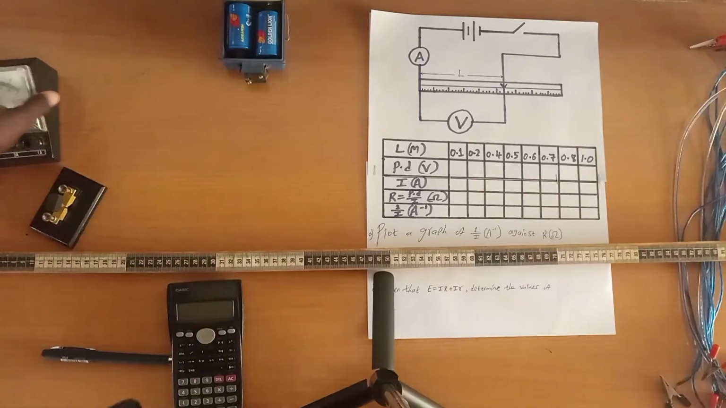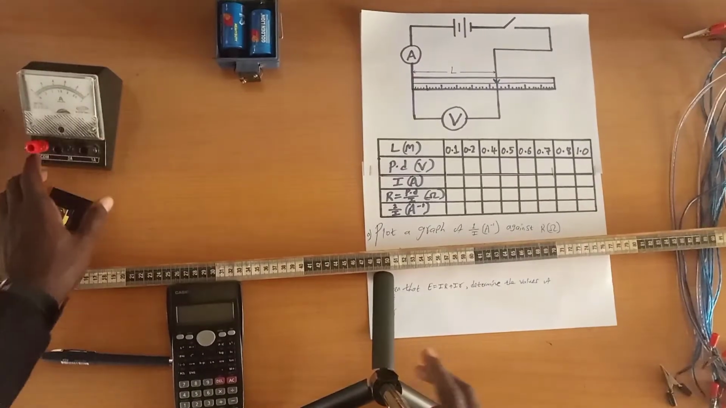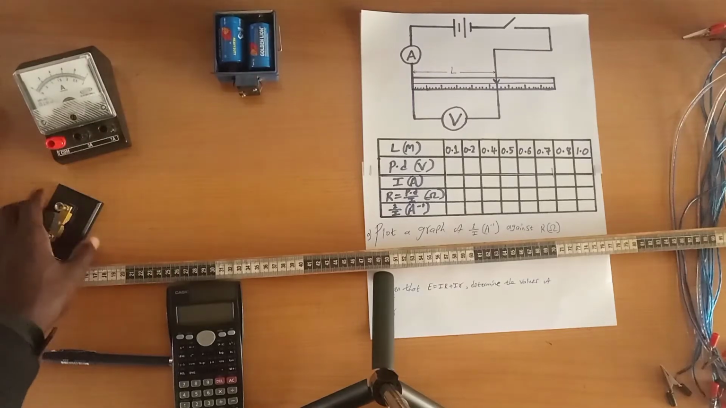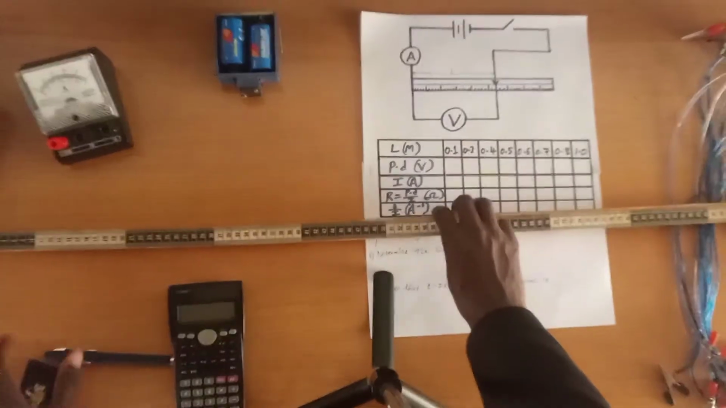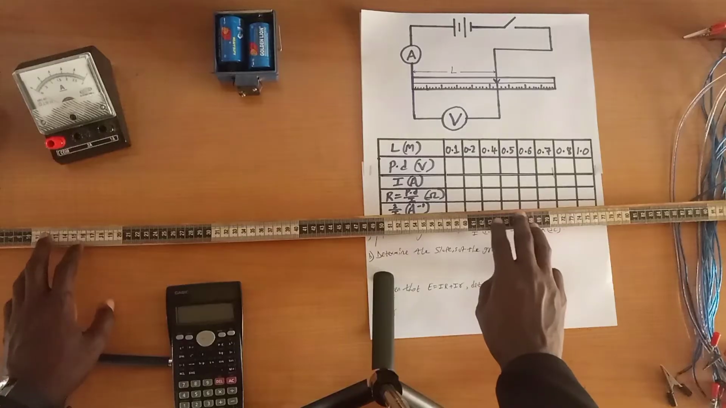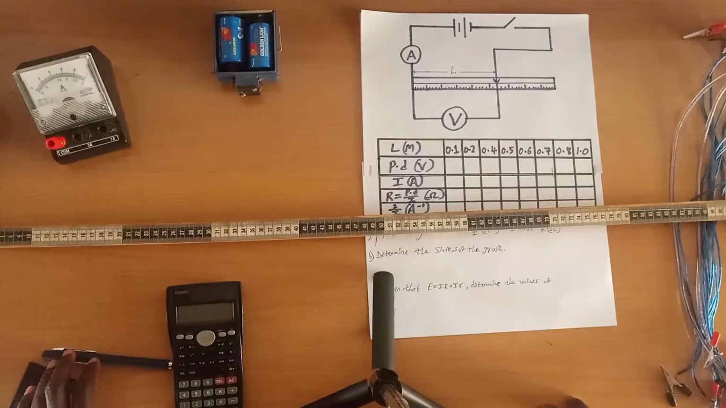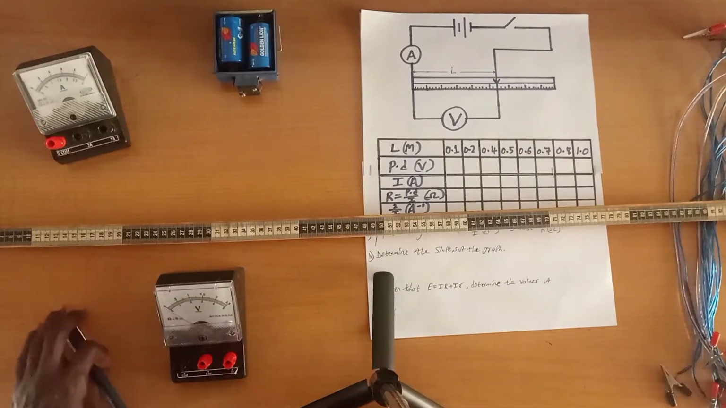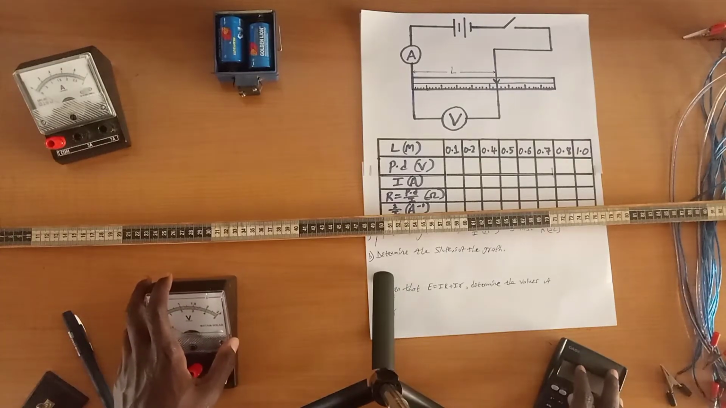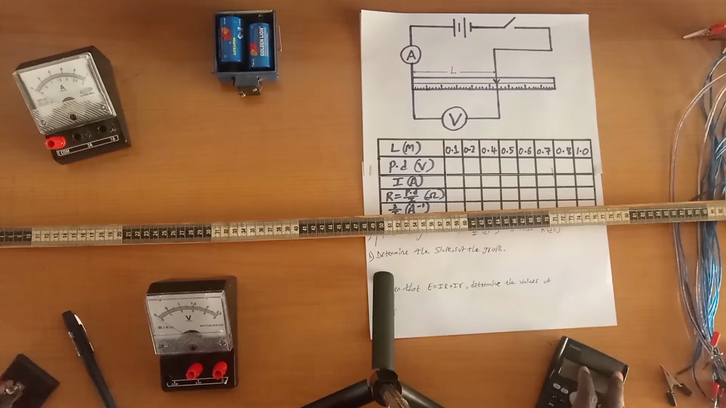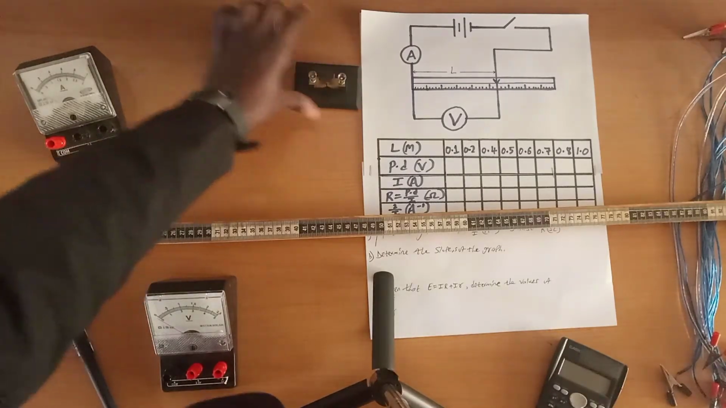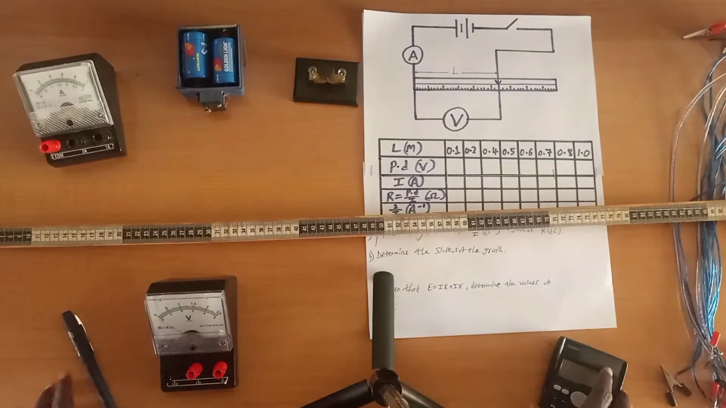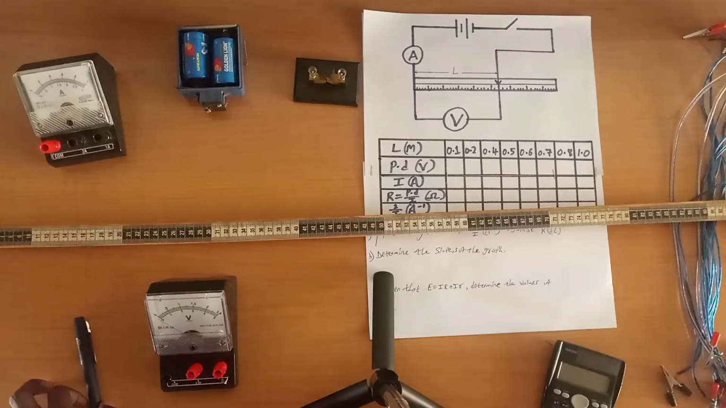From the cells we have the ammeter close to the cells. Then we have the nichrome wire here. And then from there we have a voltmeter below the nichrome wire, and then we have a switch on the side of the cells. So that is how the apparatus are arranged.